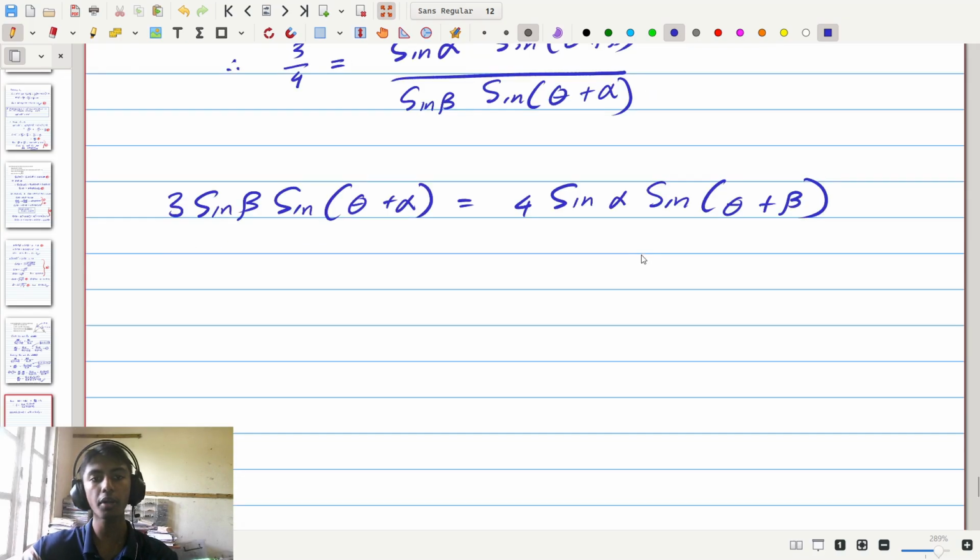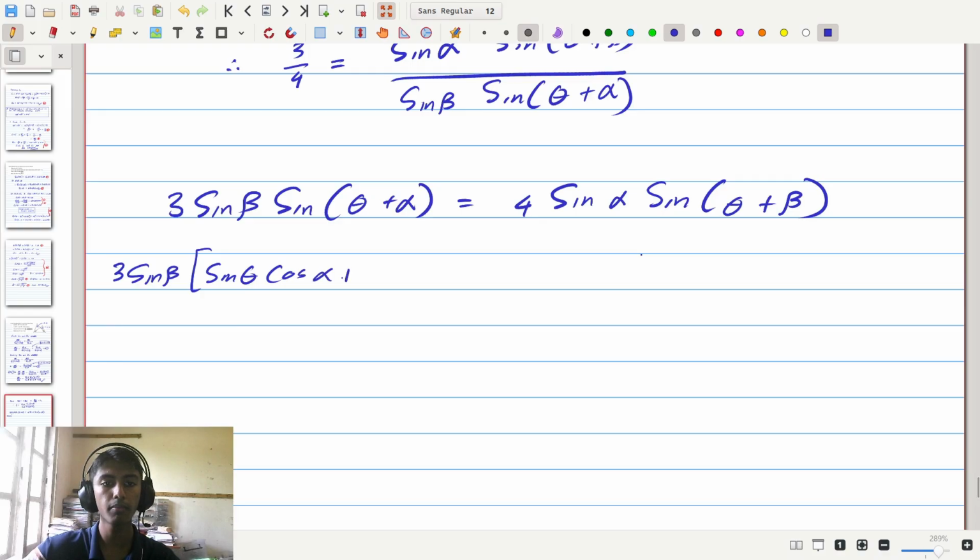Now, what we're going to have to do next is to expand each of these expressions, this expression and this expression, using the formula for the sine of one angle plus another angle. Doing so, we are going to get 3 times sine of beta times sine theta cos alpha plus cos theta sine alpha.